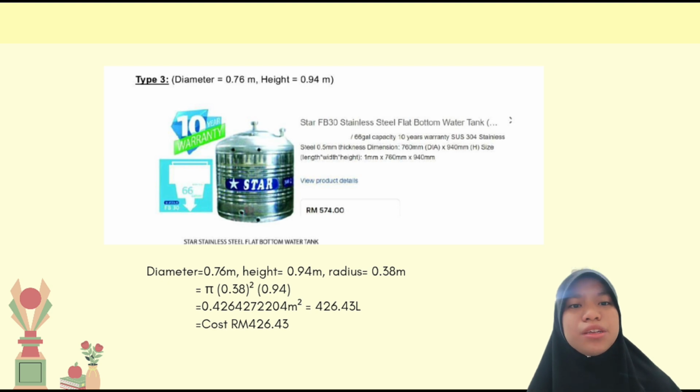Tank 3, the diameter is 0.76 meters and the height is 0.94 meters with a radius of 0.38 meters. So, pi times 0.38 squared times 0.94 equals 0.42643 cubic meters, which is equal to 426.43 liters. The cost is 426 ringgit and 43 cents.